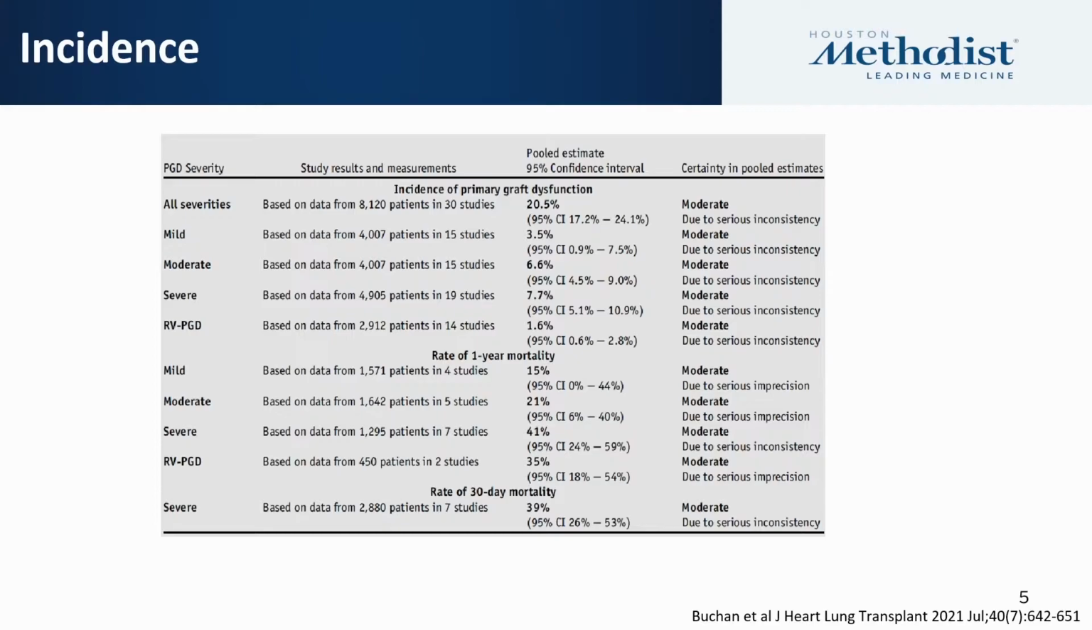And as you can see in the lower part of this figure or the table, the severe PGD one-year mortality is almost 40%.